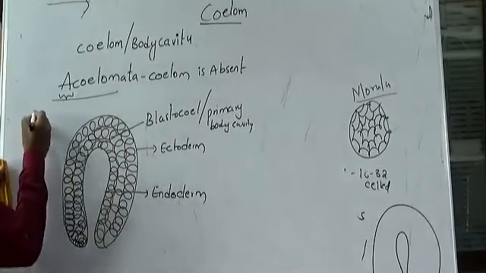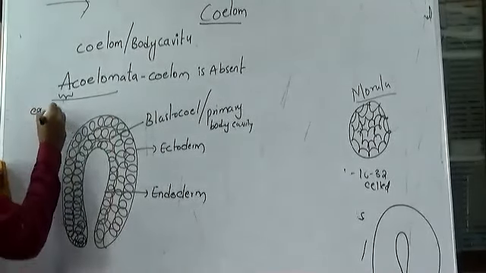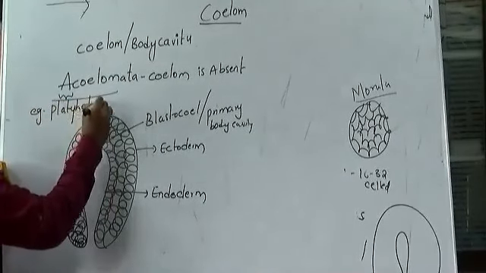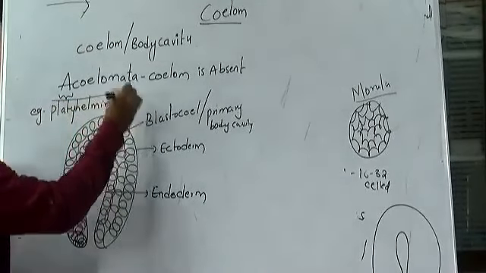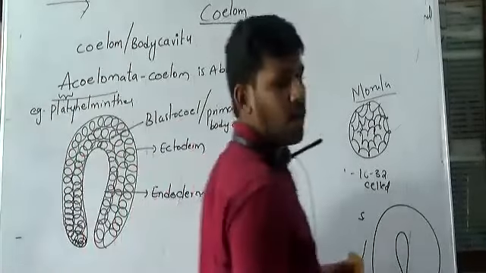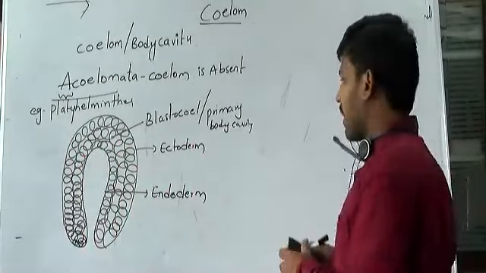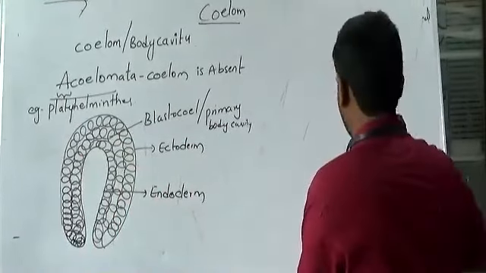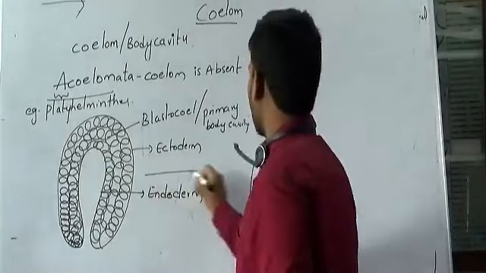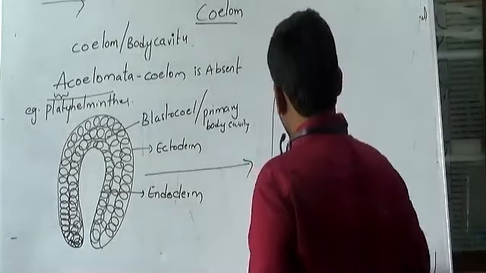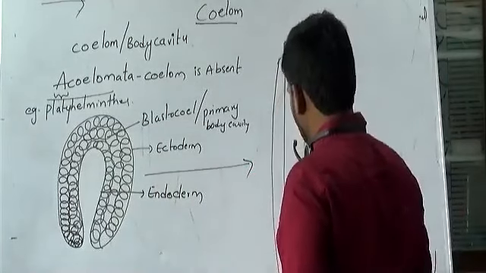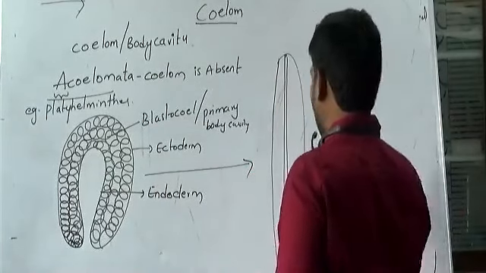An example of an acoelomate phylum is Phylum Platyhelminthes. Phylum Platyhelminthes is an example for acoelomata, right? If you see the same thing in the organism, it will be like this. So this is the organism, and this is the alimentary canal.